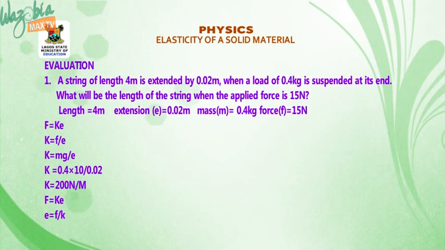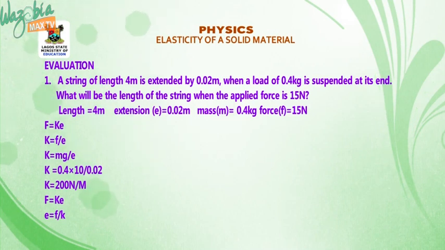And we know that F is equal to Ke, making K the subject of formula. K is equal to F over e, that's the extension. And you know that force is equal to mg, so K is equal to mg over e. So we can say that our K, which is stiffness, is 0.4 times 10 divided by 0.02, so our K is 200 Newton per meter.